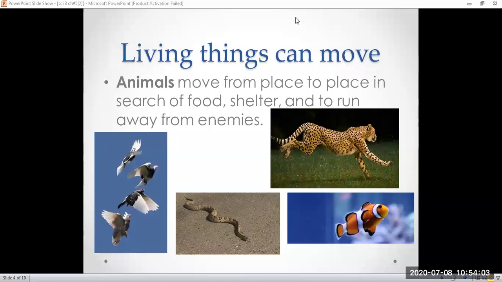Again, I'm repeating, cheetahs and all the animals mostly run with their legs. So legs help in the movement. For all kinds of birds, their wings help them. For all kinds of fish, they need their fins to move from one place to another. And snakes and all the insects crawl and move from one place to another.